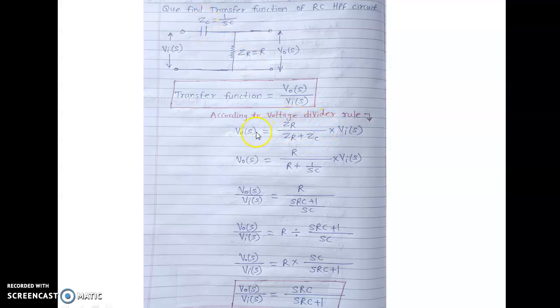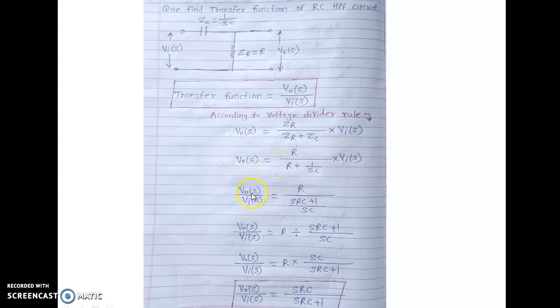So the output voltage is equal to the voltage drop across the resistor, because we are measuring the voltage across the resistor, divided by the total impedance of the circuit, that is ZR plus ZC, multiplied by the input voltage. We know that ZR is equal to R and ZC is equal to 1 upon SC. This you have to remember; this is a shortcut method. In case of an inductor, ZL we write as SL, and in case of a capacitor, ZC is equal to 1 upon SC. So ZR upon ZR plus ZC is R upon R plus 1 upon SC, into VI(s).